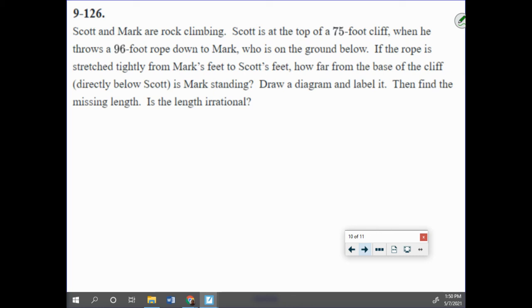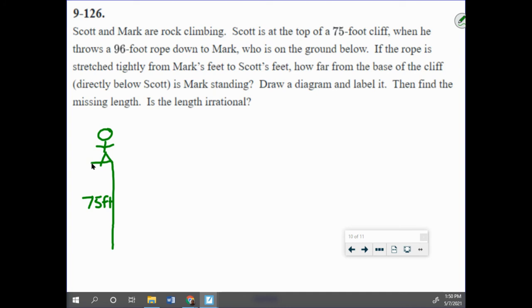All right, so hopefully you've already got it drawn. Ready? Here is my wonderful cliff. Woohoo! And here is Scott, my very artistic stick figure. That's all I do. And it says the cliff is 75 feet. So this right here is 75 feet. He throws a 96-foot rope.